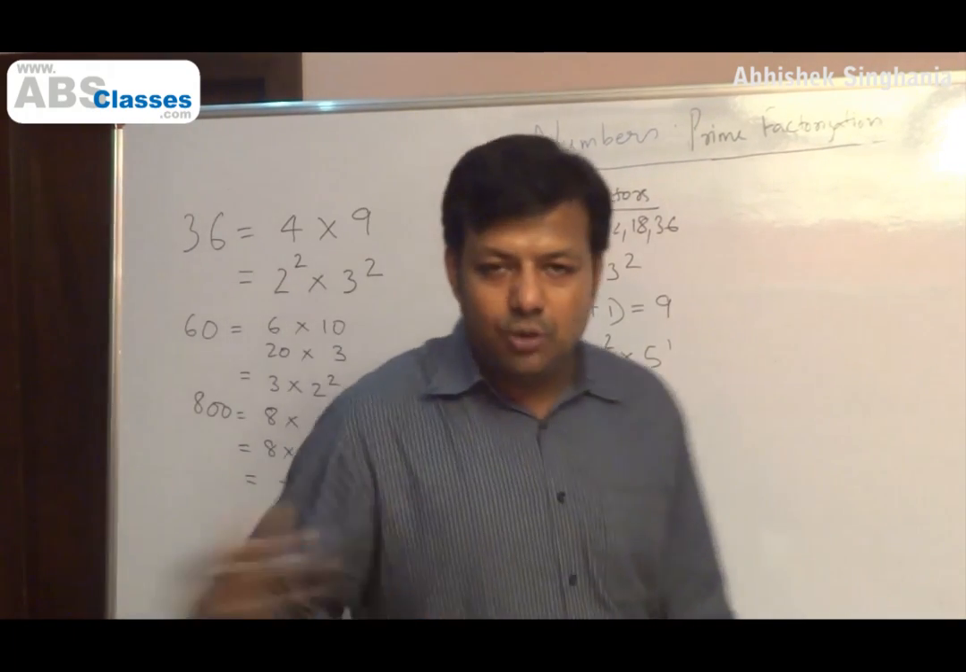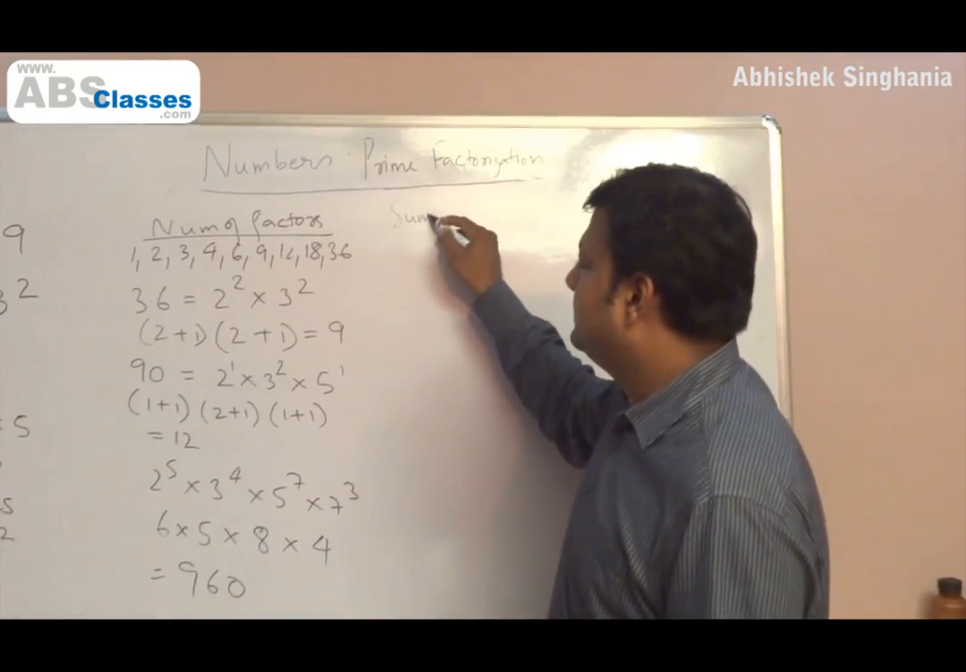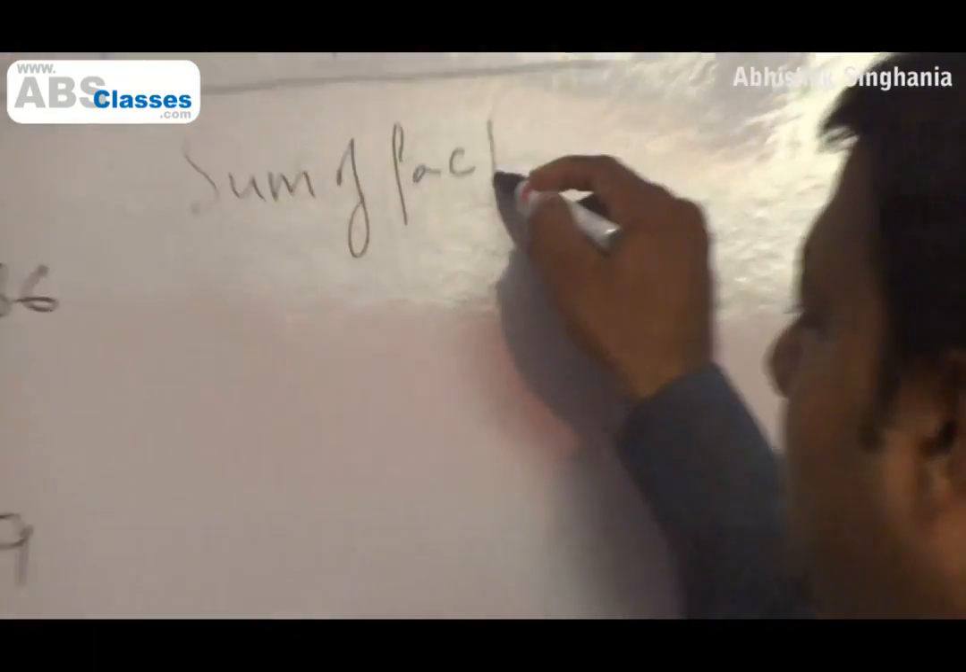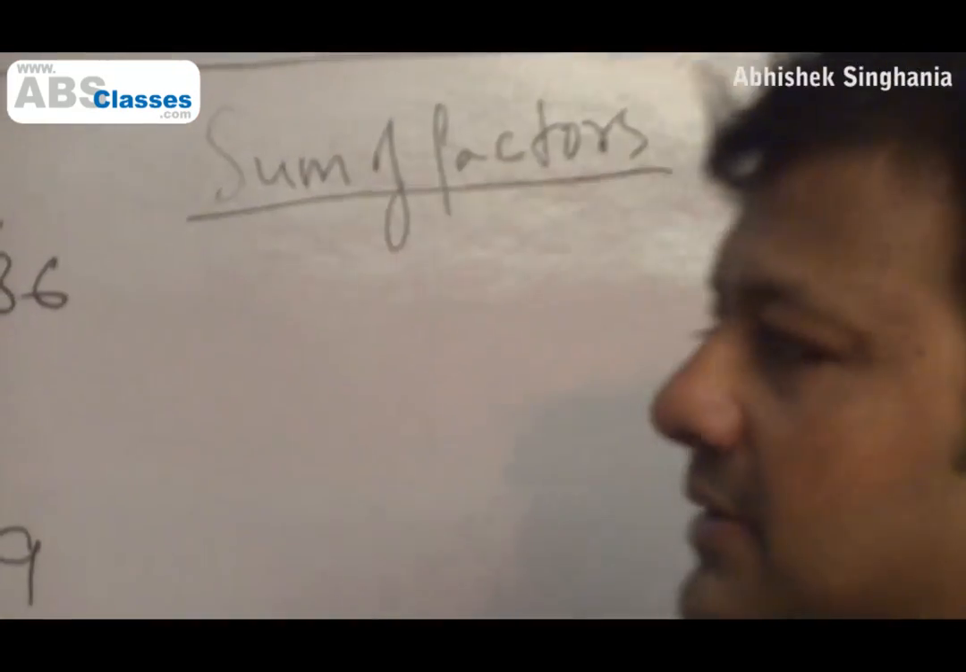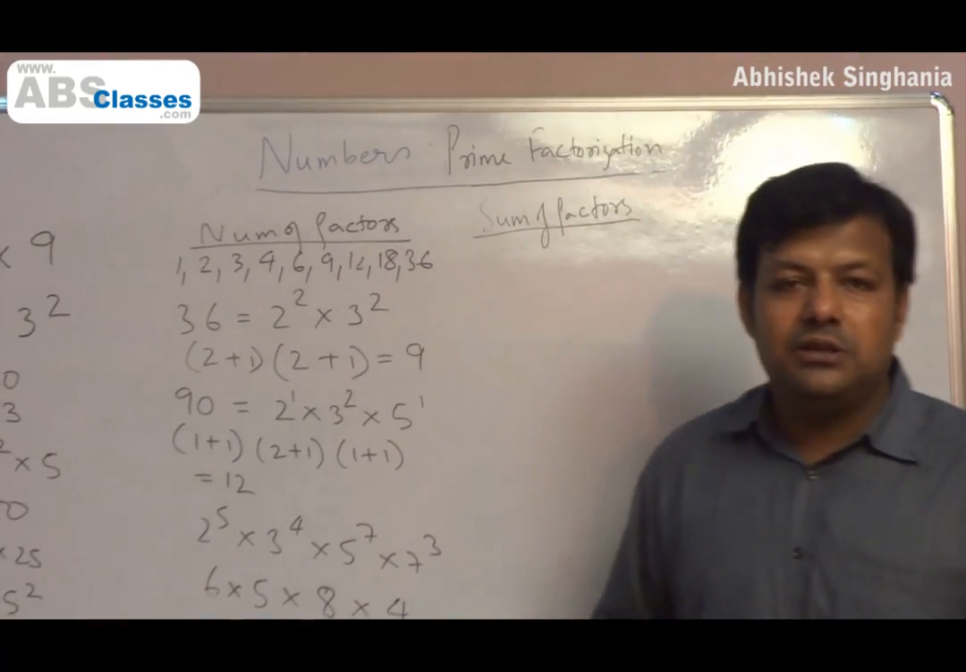Next thing in this whole thing, extending that, will be sum of factors. So I know my number has X number of factors, but what is the sum of all these factors? What happens when I add up all these factors?